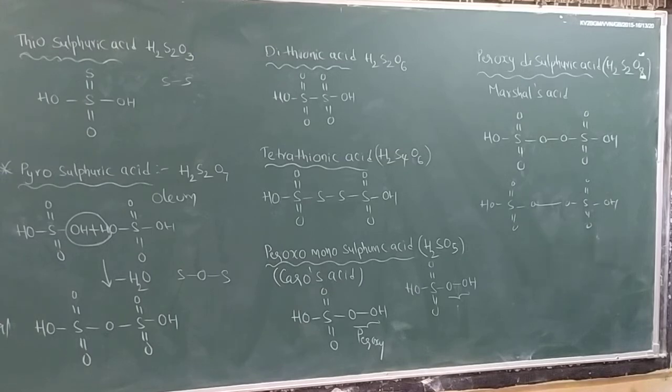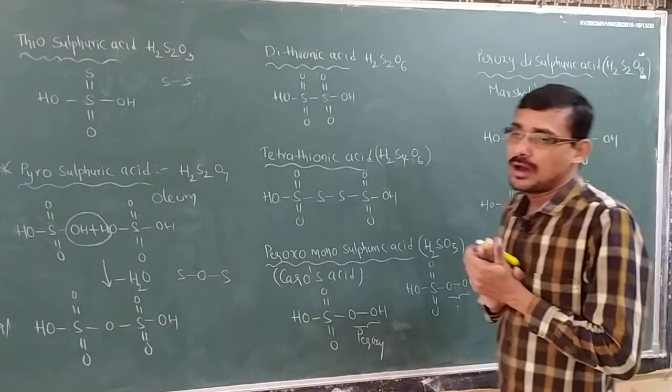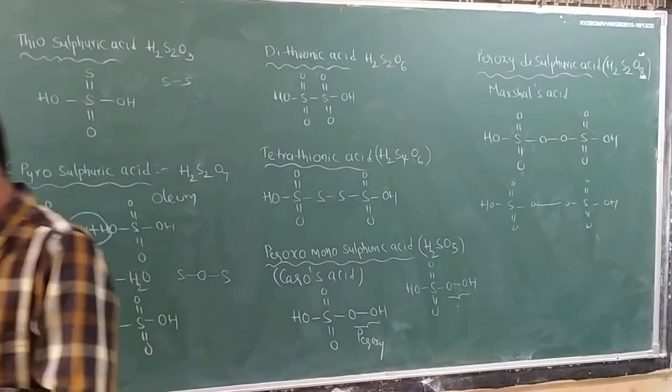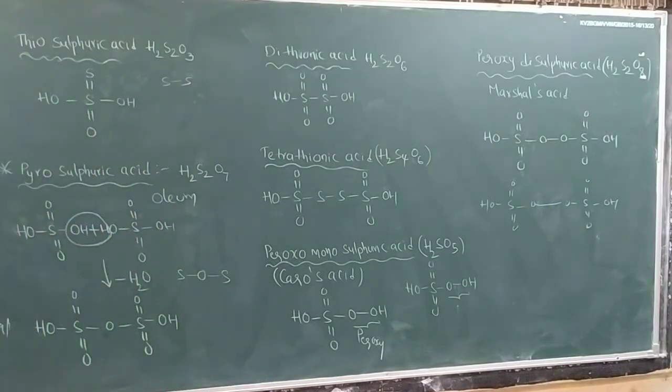So this is about the oxo acids. Remember, all are dibasic acids, sp3 hybridized, and except sulfurous acid the remaining are tetrahedral in shape. These are very important. You have to remember the structures.